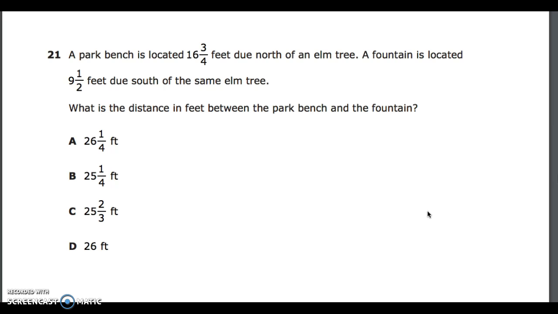Number 21. A park bench is located 16 3/4 feet due north of an elm tree. A fountain is located 9.5 feet due south of the same elm tree. What is the distance in feet between the park bench and the fountain?